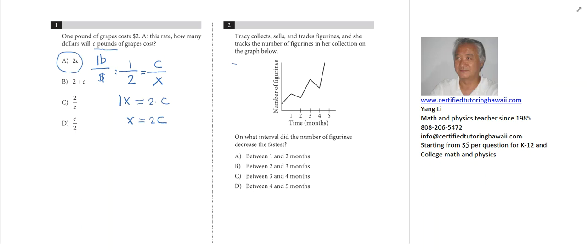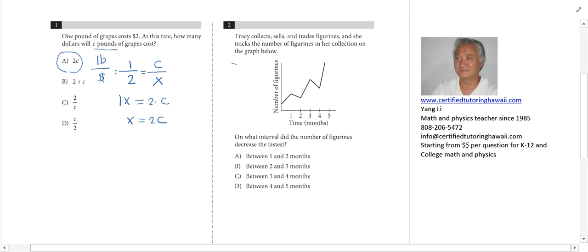So what we're gonna do is look at the decreasing parts here. This is decreasing, right? And this is decreasing. So which one's steeper? Of course, this one's steeper. This part is steeper compared with this one, which is flatter. So that's why in between month 3 and 4, the number of sales decreased the most. So C is the answer for this one.